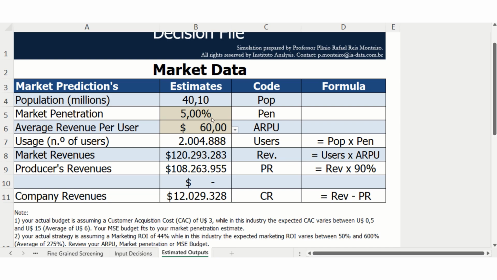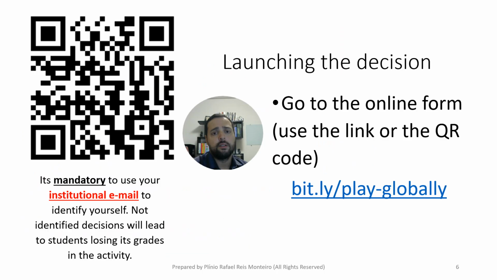So you can try this before you send the decisions. For doing that, you're going to use this online link here. Basically, you just need to click on this online link, or you can use this QR code and enter the information and send it. Let's show how you can do that.